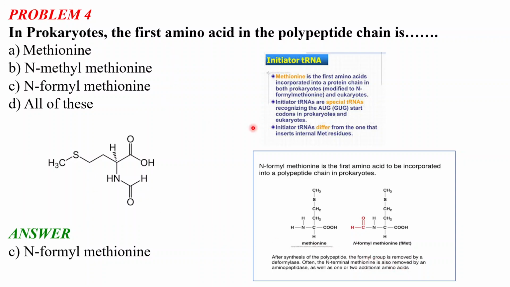So, remember, in eukaryotes methionine is the first amino acid which is incorporated, and for prokaryotes it is N-formyl methionine which is incorporated. The codon which recognizes methionine is AUG, and the codon for N-formyl methionine is GUG, which is the start codon for prokaryotes. Okay, so now moving forward.